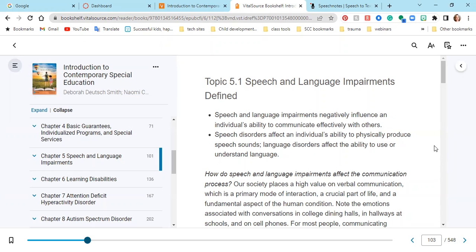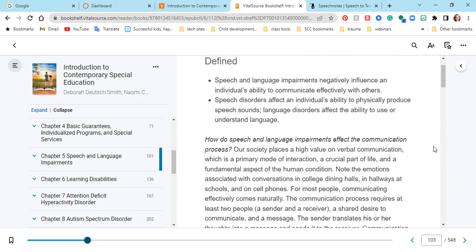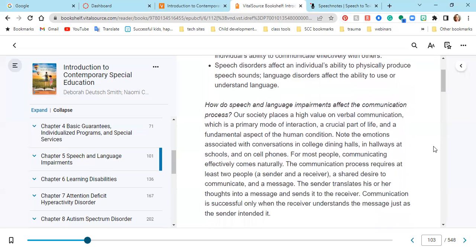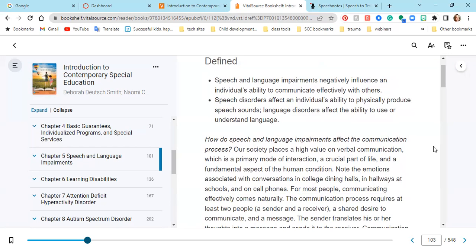Okay, so the definition of speech and language impairments is that, again, when it says negatively influence, if it's mild and it doesn't influence, then you're okay. So speech disorders have to do with the physical part of the mouth. Language has to do with maybe I don't know the language.